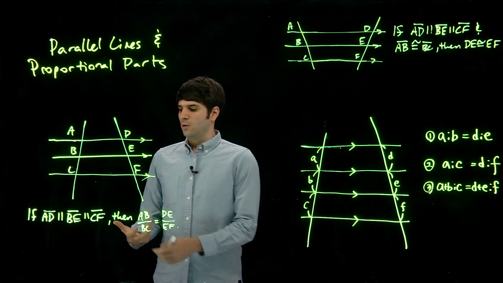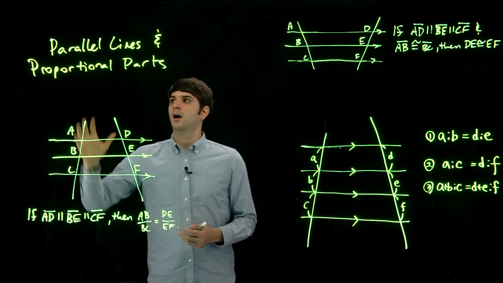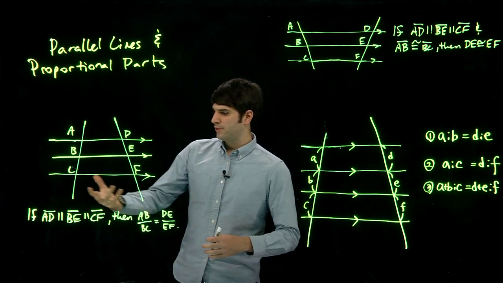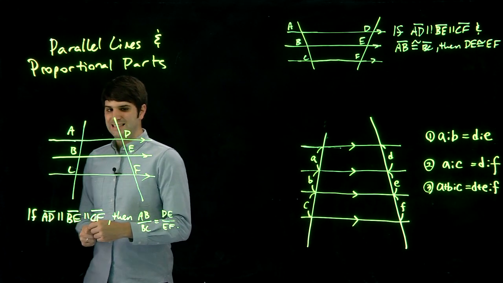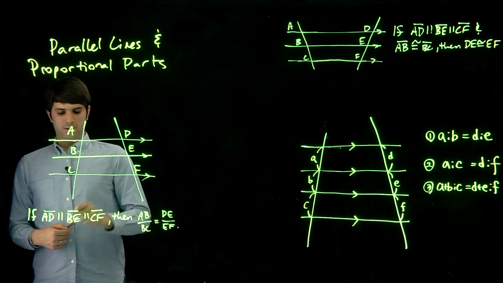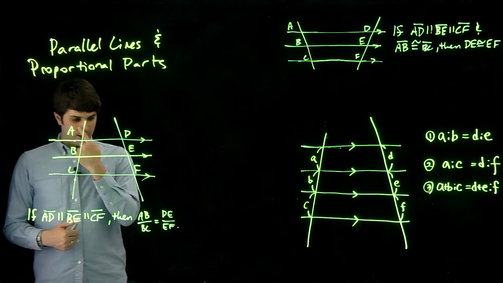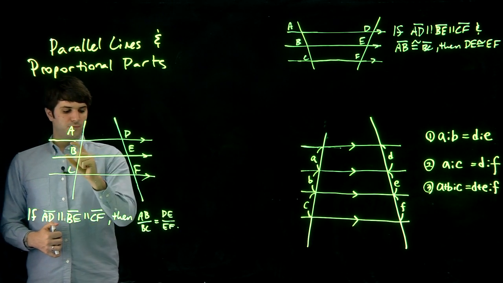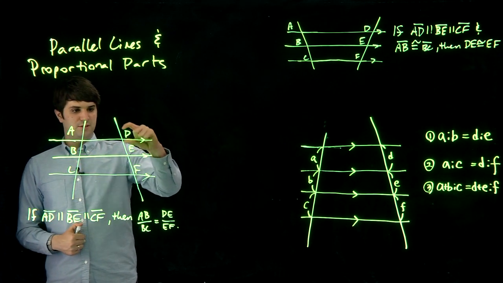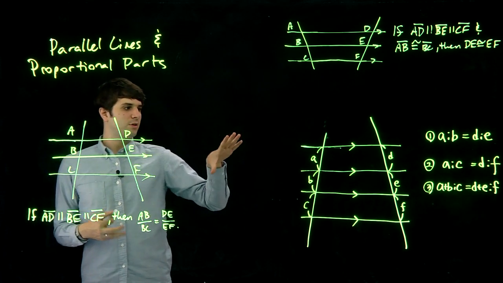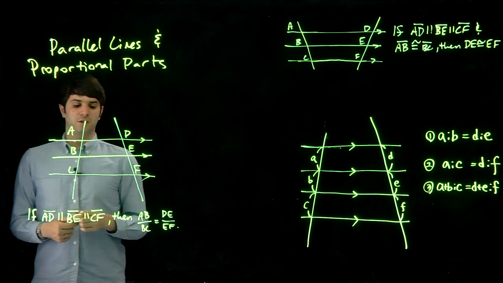Okay guys, in this video I want to look at some more theorems related to parallel lines and proportionality. So we have this theorem: if AD is parallel to BE, which is parallel to CF, and we have two lines that cut those lines, then AB divided by BC equals DE divided by EF. I just want to prove this, and again, we'll prove these theorems and then we'll do some examples in our next video.